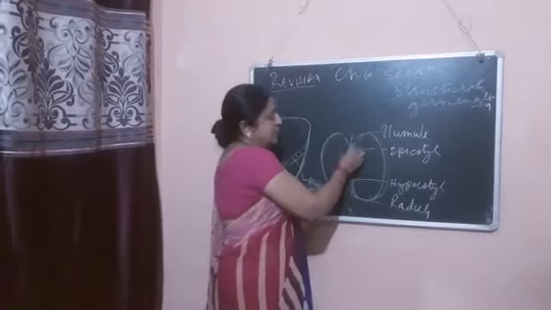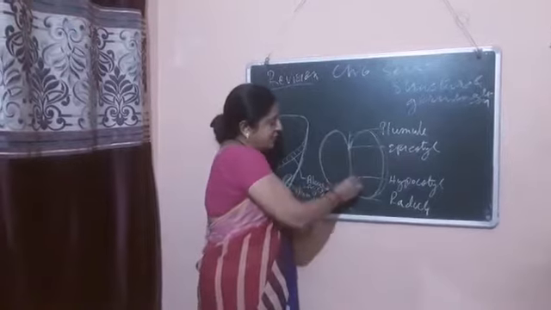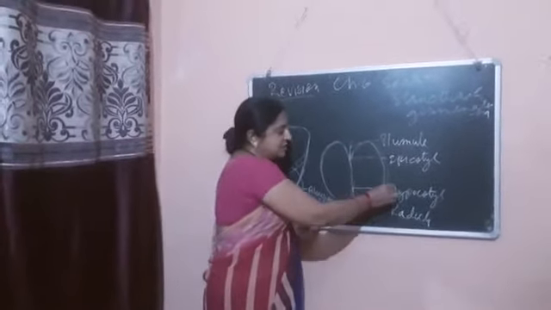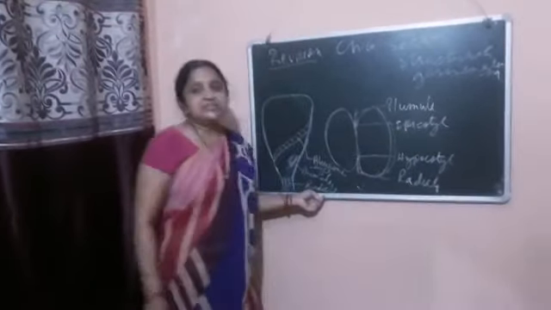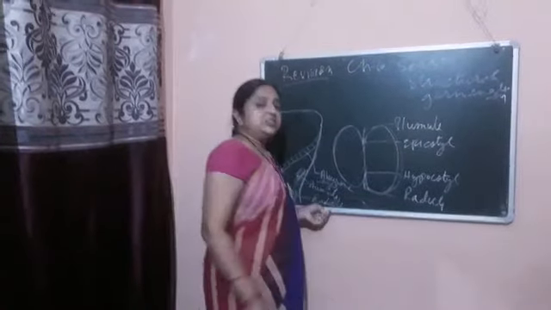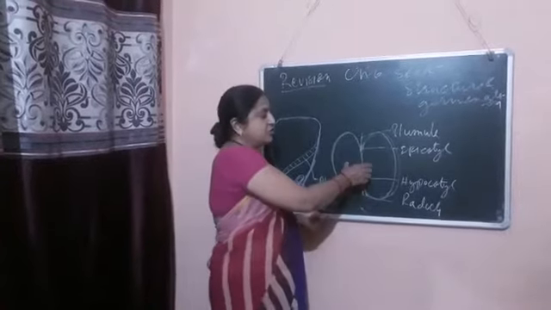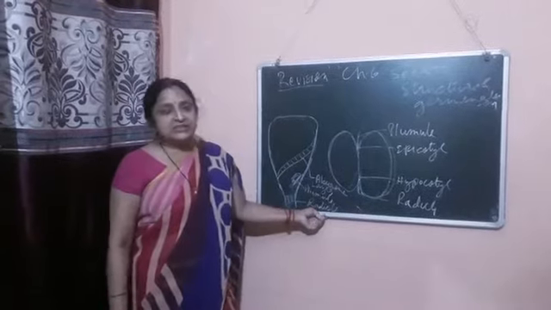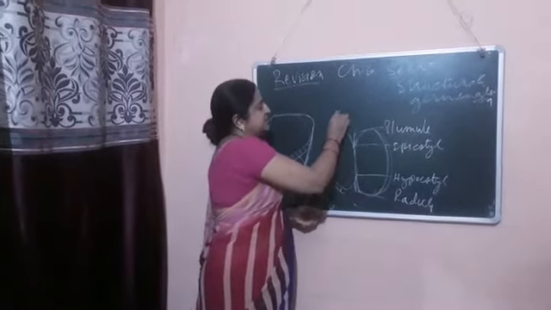Below the plumule, epicotyl is present. In the same way, below the epicotyl, at the base of the cotyledon, hypocotyl is present, and after hypocotyl, radicle is present. Radicle is called the future root because when it grows, it gives rise to the root system. So this is the structure of a non-endospermic dicotyledonous seed, and an example is the bean seed.